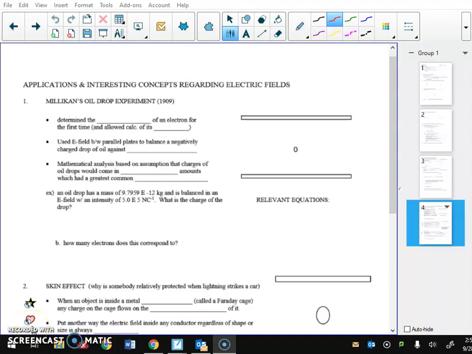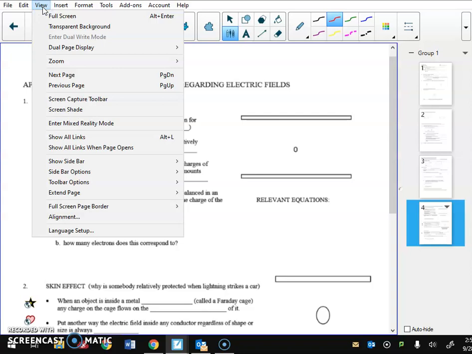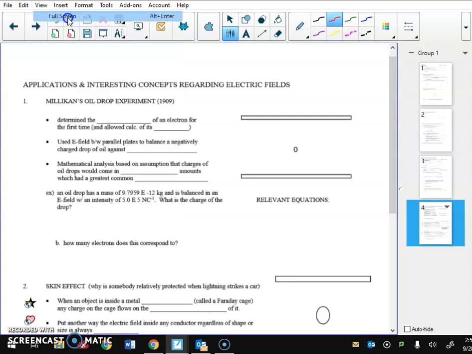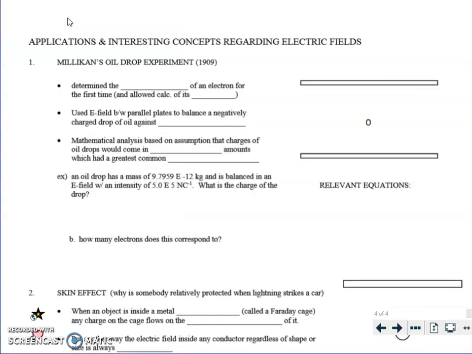Hi guys, so I'm going to finish up the last of the concepts that go along with electric field intensity, and this centers on one of the most important experiments in the history of physics, and that's Millikan's oil drop experiment. It was actually done in the early 20th century, so this is probably one of the first experiments that actually take us into the 20th century.